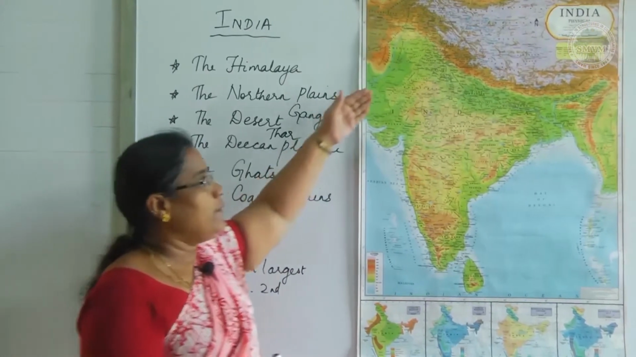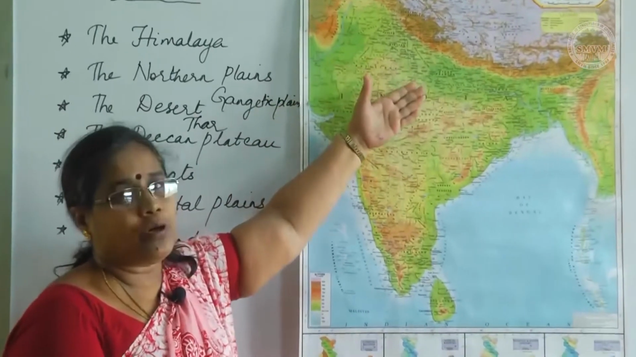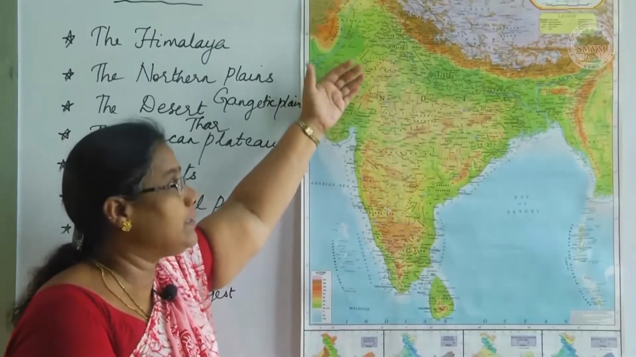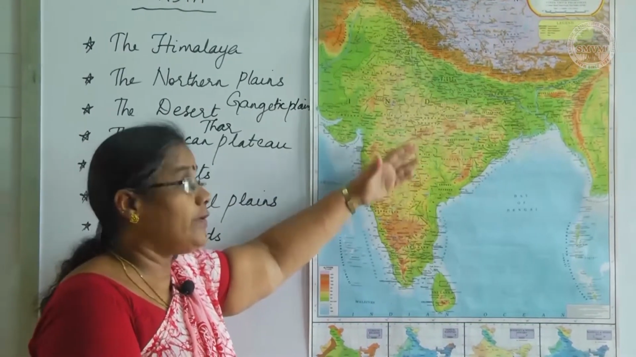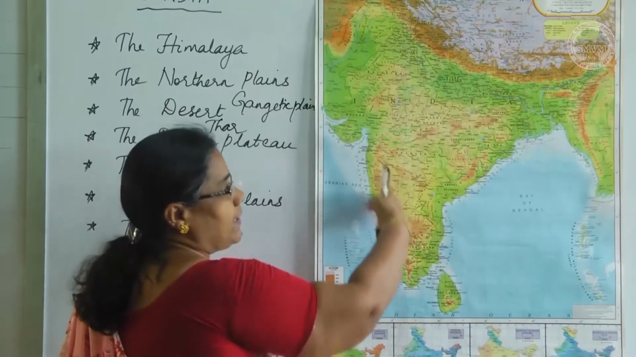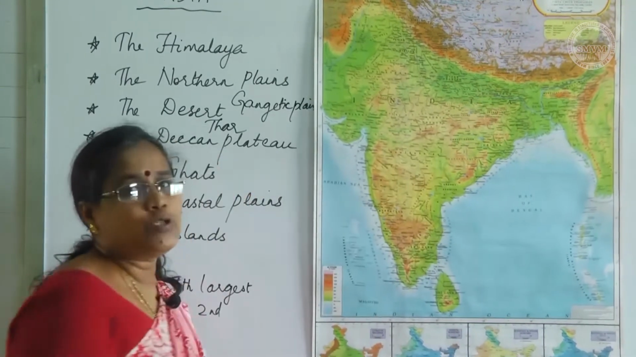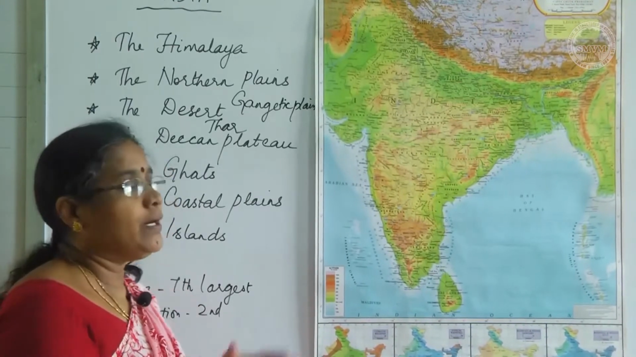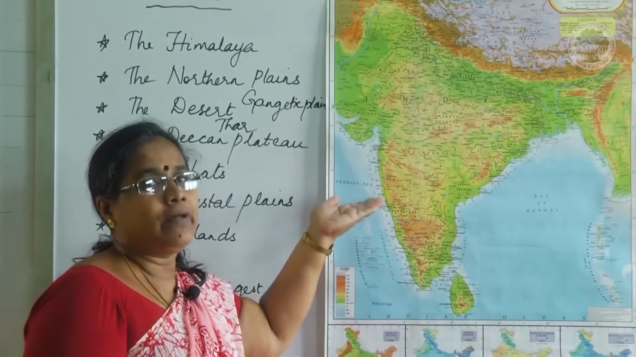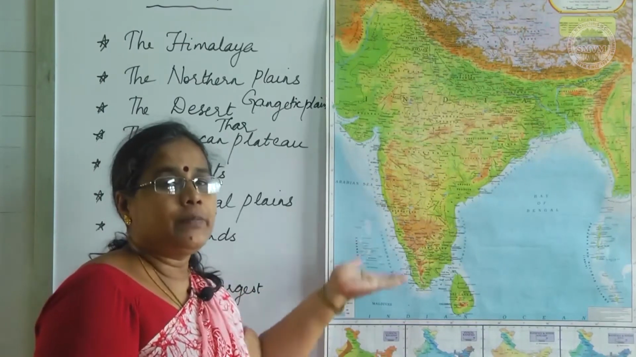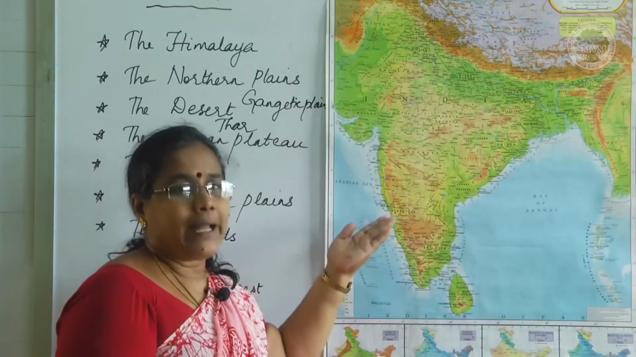Now gradually we are traveling towards the south. We started from the Himalayas, we came to the northern plains, then we saw the desert, and gradually we are moving towards the southern side of India. When we come to the southern side, this area is what we call a plateau area. A plateau is nothing but an area which is at a little higher level, a flat top land, a little higher than the plains.